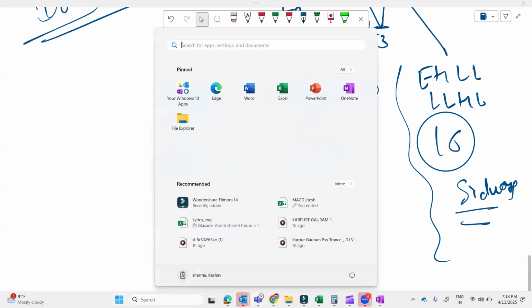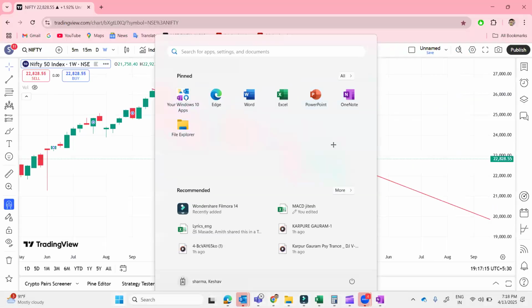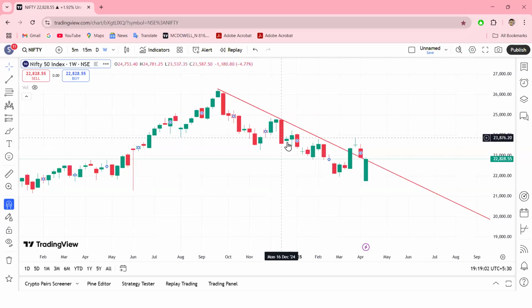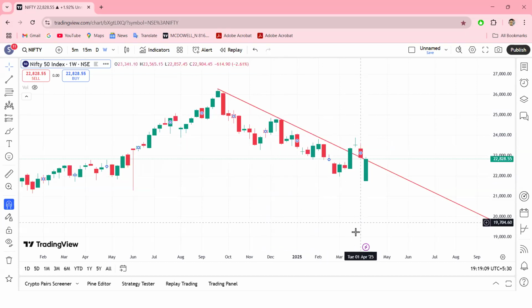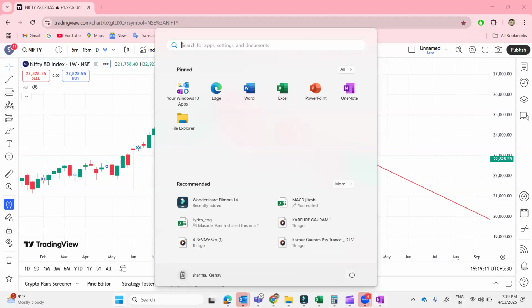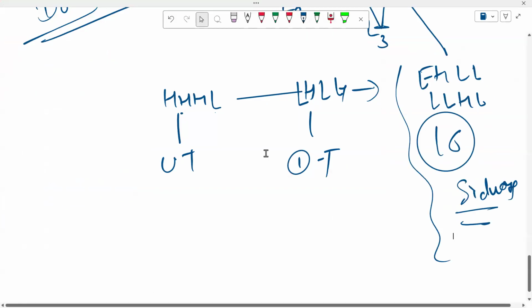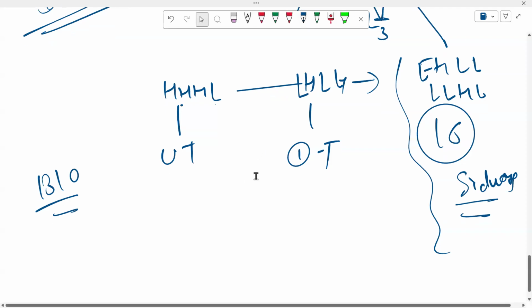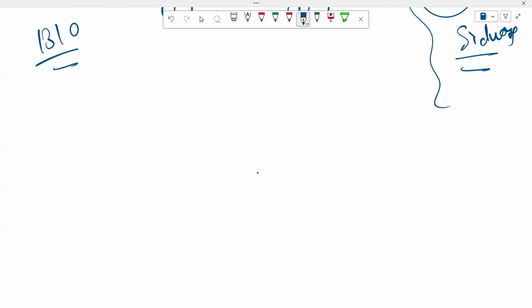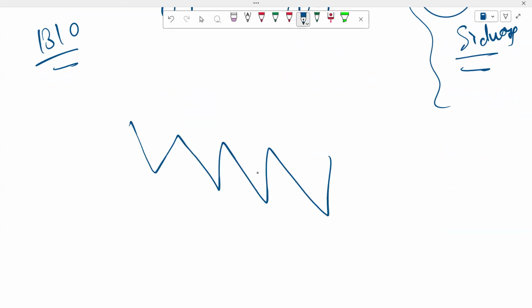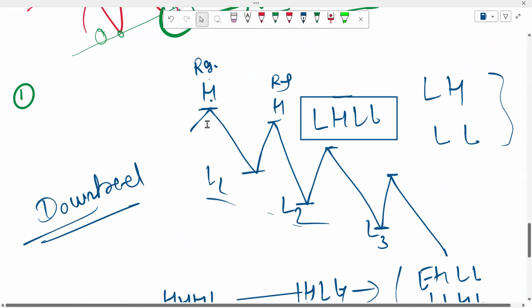Got it? So if I go to the chart, see, this is a lower low, lower high. Each and every day your lows are getting updated, going down and down, and highs are also getting lower and lower. So this is typically a downtrend. In a downtrend you will look for the breakout, and I already told you how you will confirm the breakout. Let's say your market is going down and down.